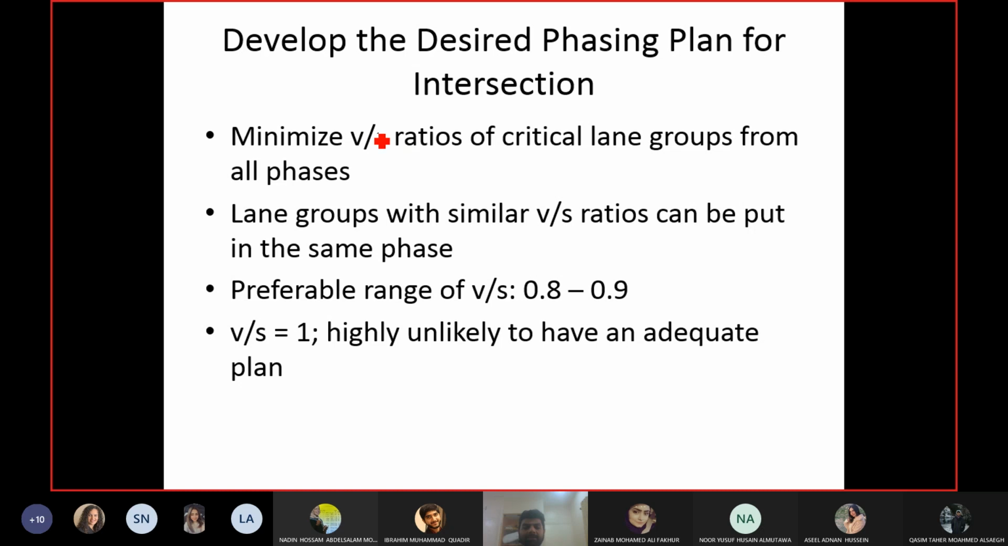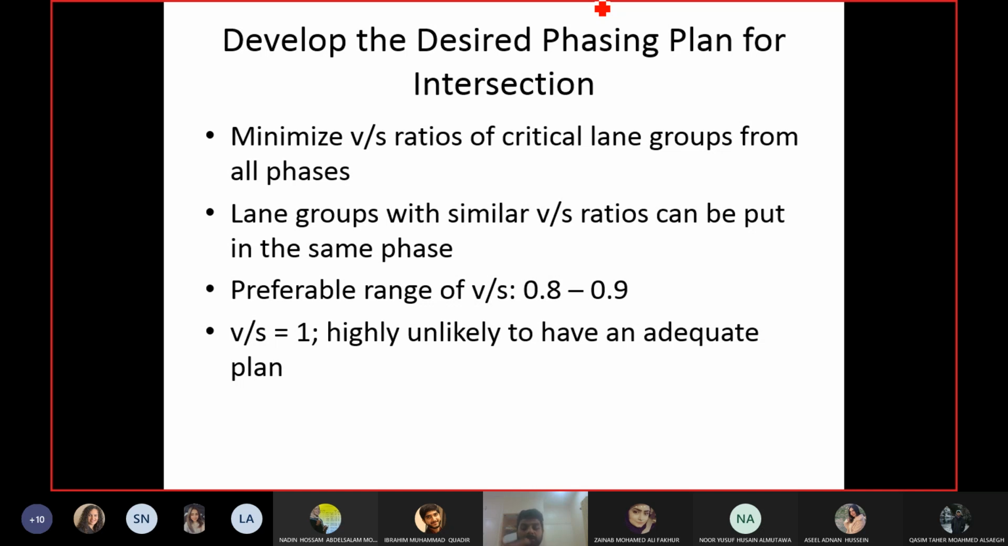So they are giving some guidelines here, that lane groups which have similar V upon S ratios can be put in the same phase. Obviously, it doesn't mean that you put east-west through movement and north-south through movement together. It cannot be possible, right? So we are talking about those lane groups which are not conflicting with each other and their V upon S ratios are similar to each other. You can put them in the same phase. This is one way of minimizing the V upon S ratio.